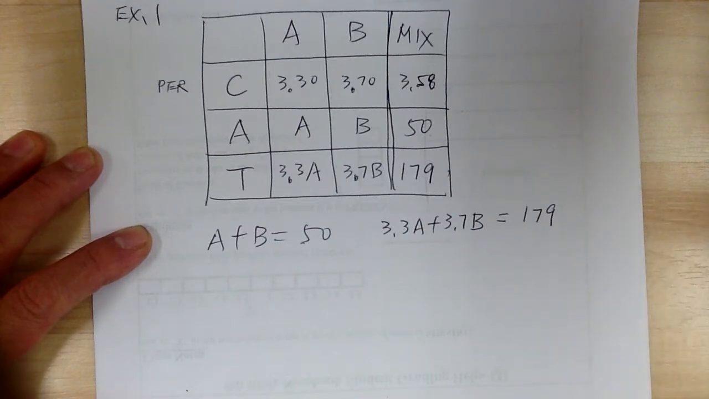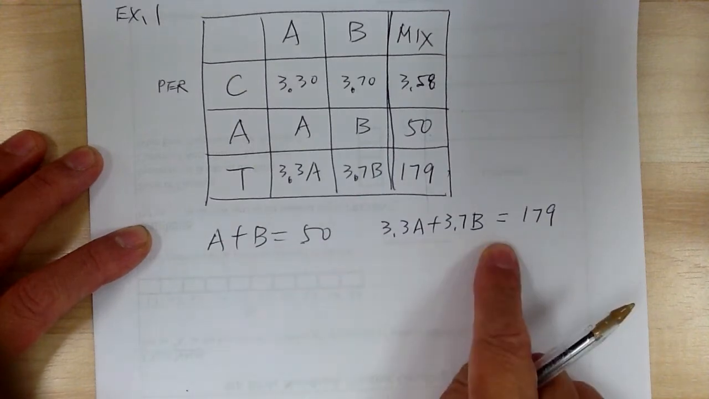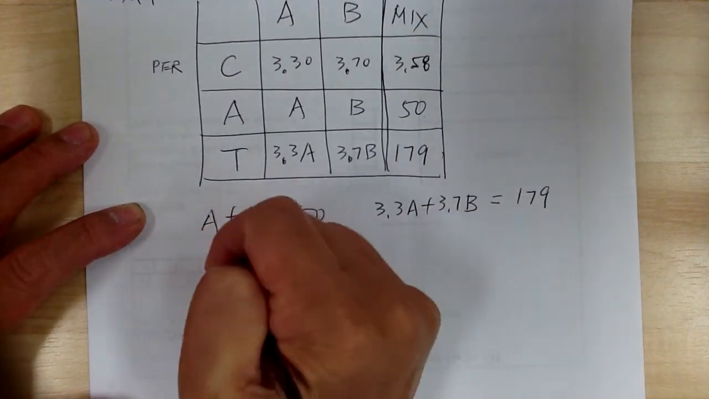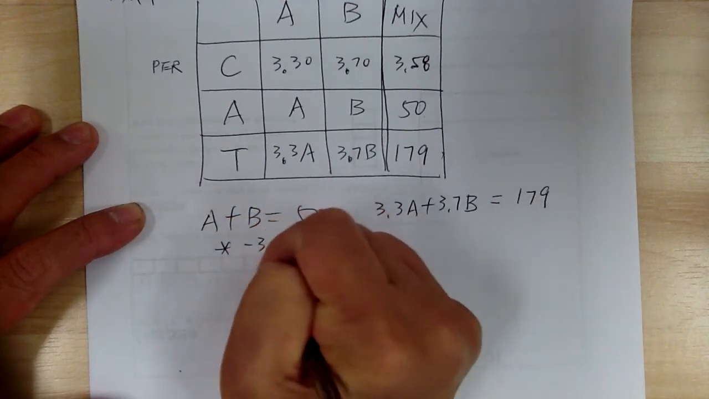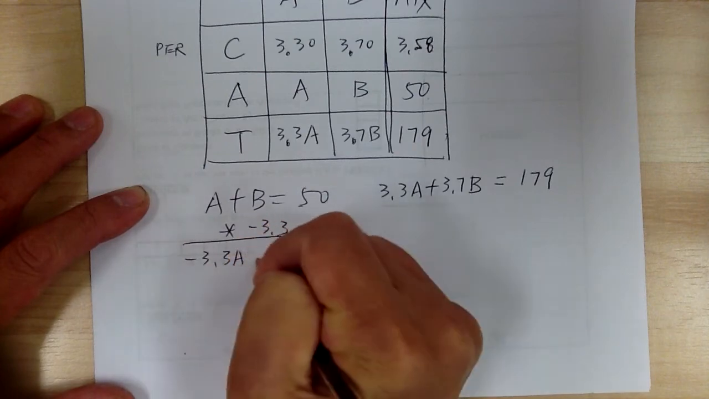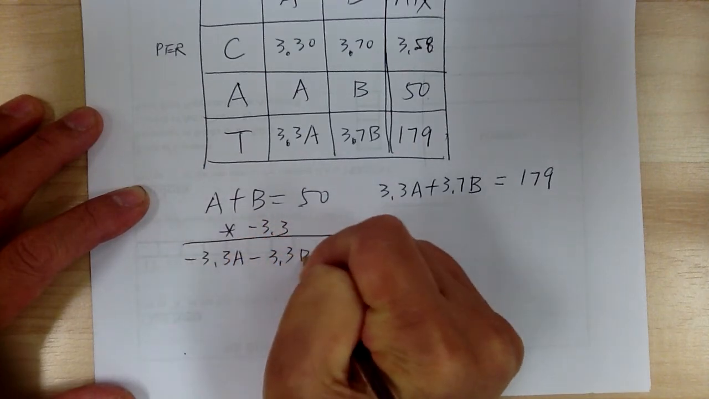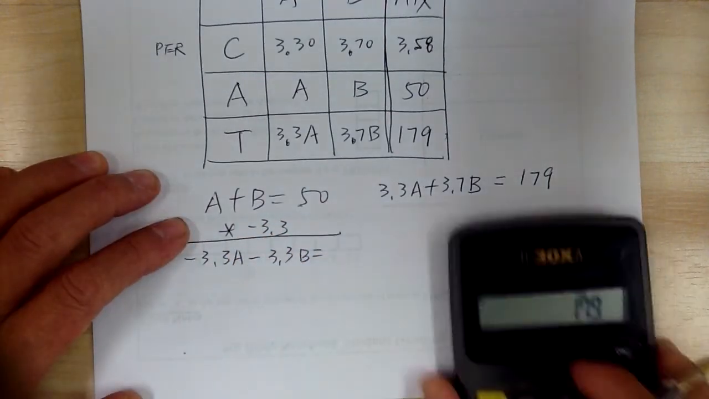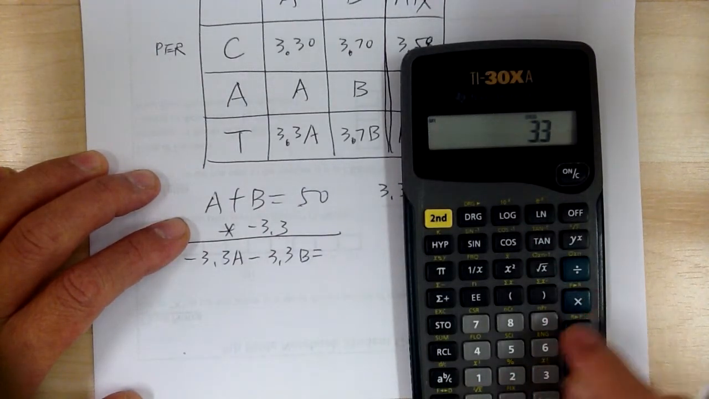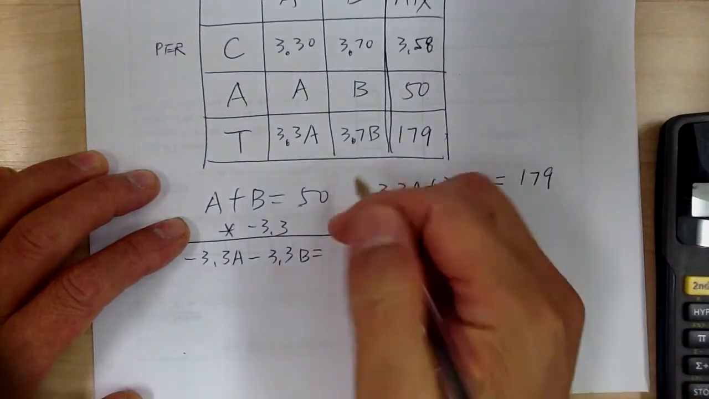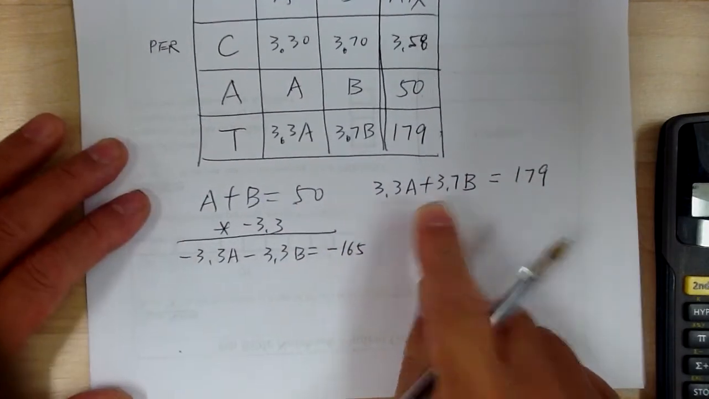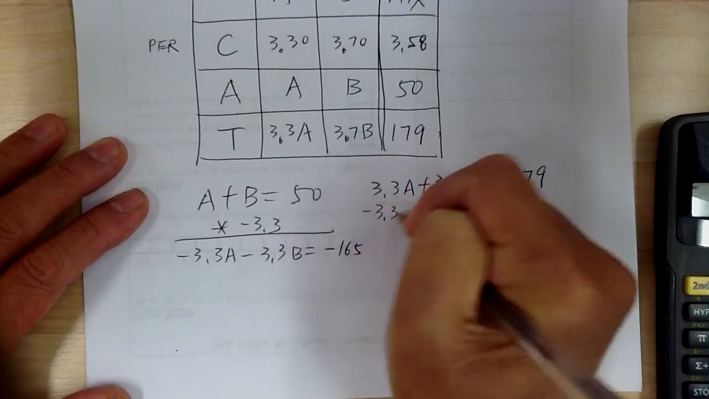Okay, so now you're ready to solve the equations. You got two equations. Again, what you want to do is eliminate the lower number. So you multiply by negative 3.3. You're going to get negative 3.3A minus 3.3B equal to, get your calculator, work it out, negative 165. Then you put it underneath, like what we've been doing.